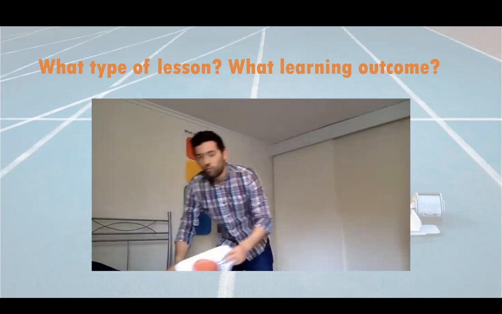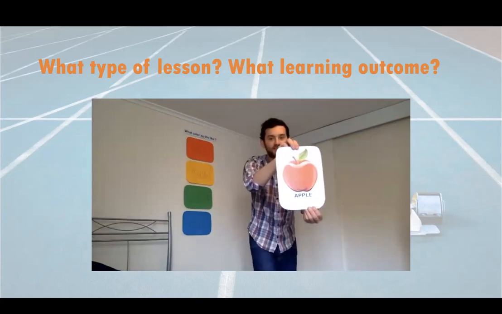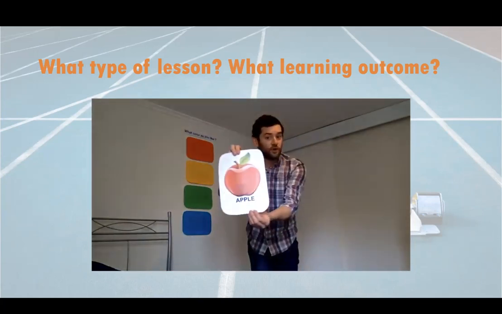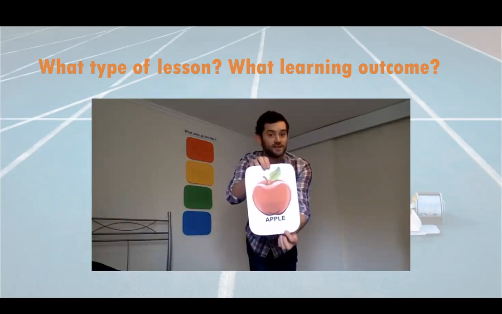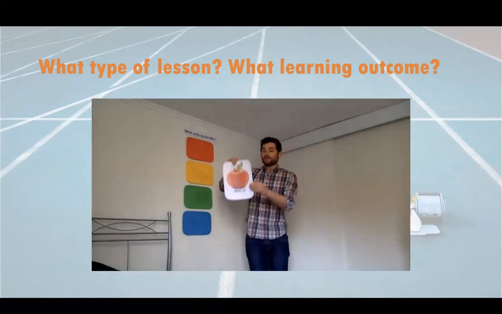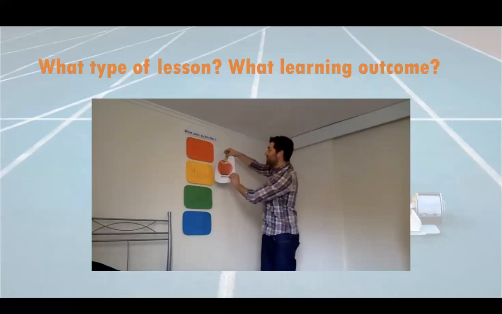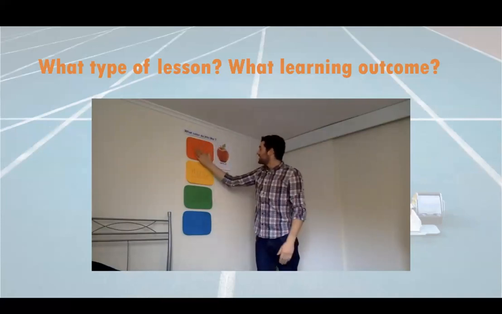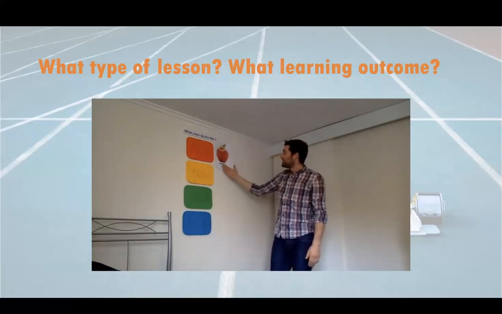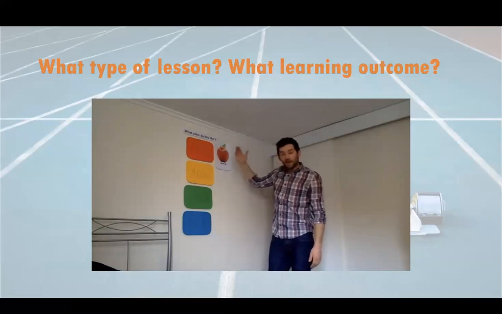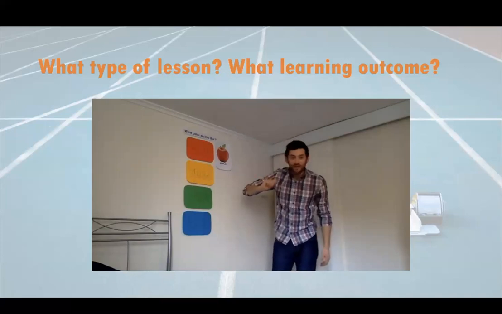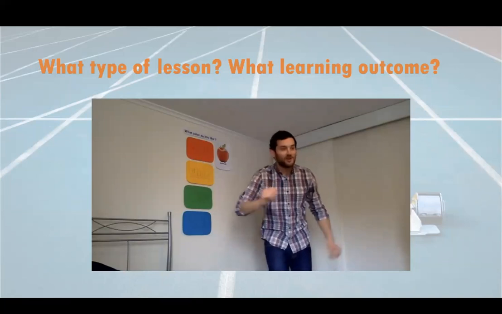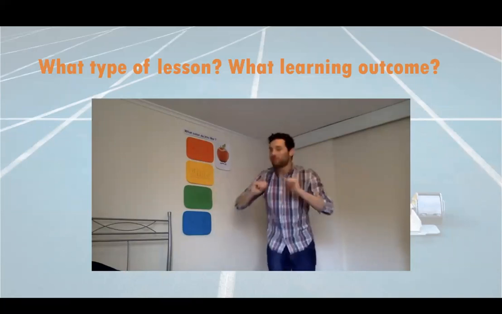Now, what colour is this? Anybody know? What colour is this? This is an apple, and the apple is red. This is a red apple. Everybody say red apple. One more time. Red apple.